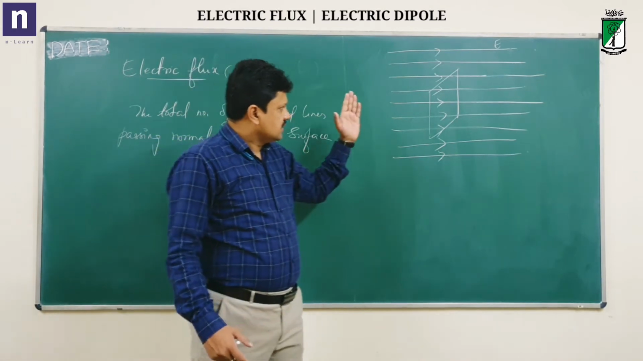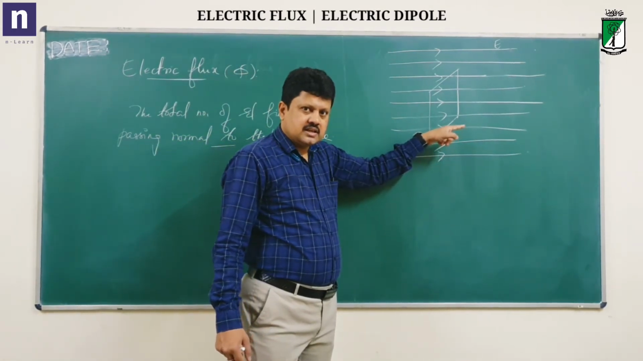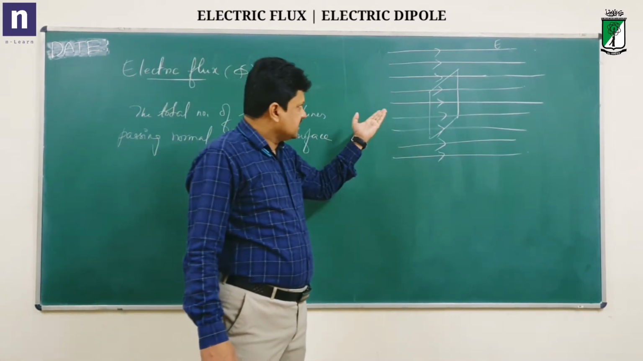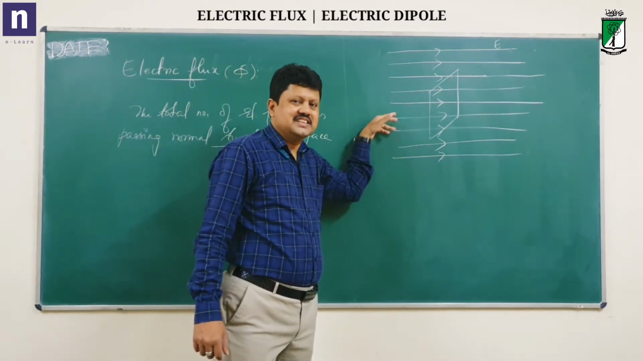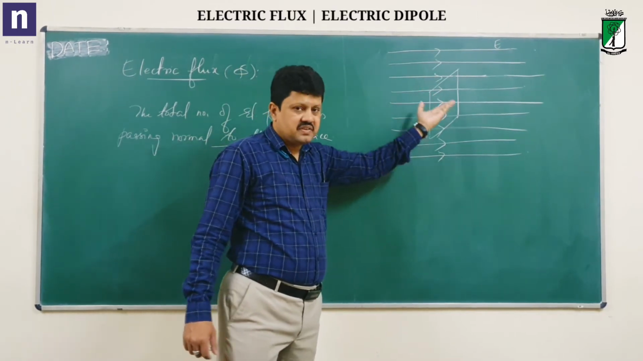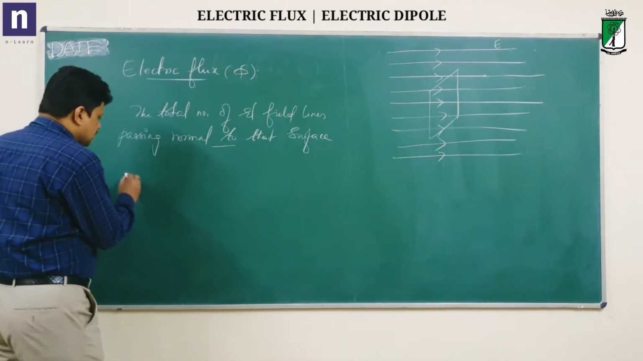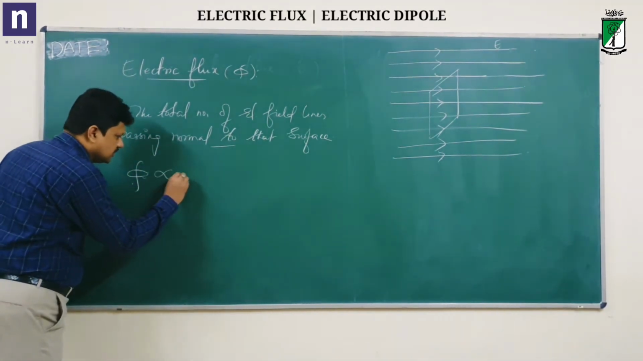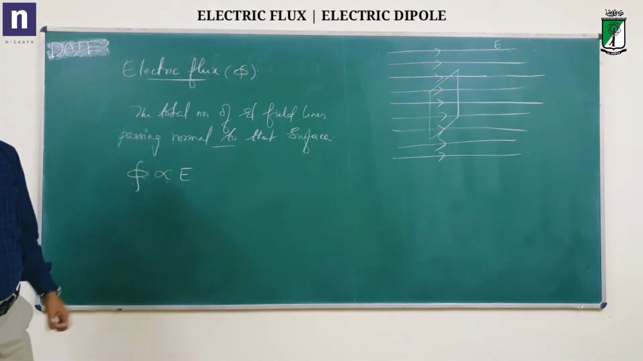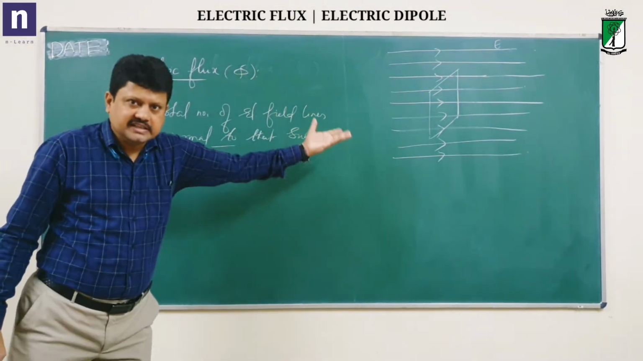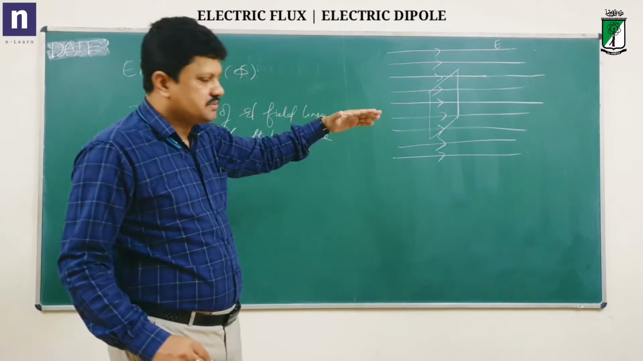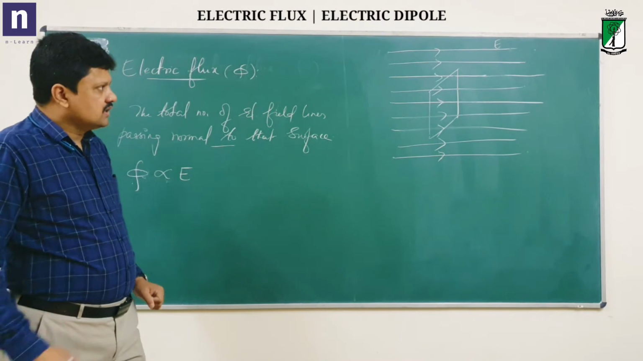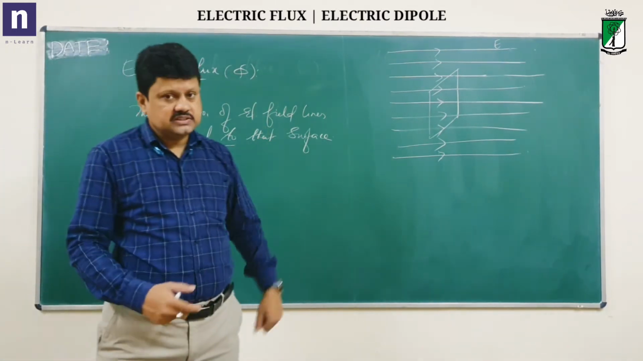It's very clear. As I increased the density, the flux through this surface also increased. It means I increased the electric field strength by increasing the density of lines, which increased the flux through the surface. So in short, I can say this electric flux phi is directly proportional to the strength of the electric field. The more the strength of the electric field, the more the electric flux passing through that surface. That's simple. Now, is there any other way of increasing the flux?